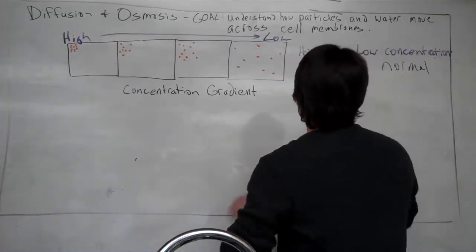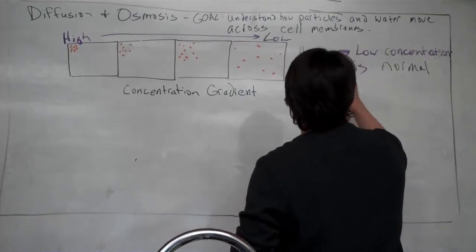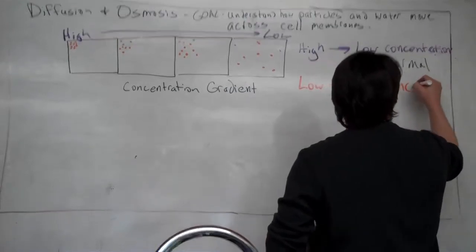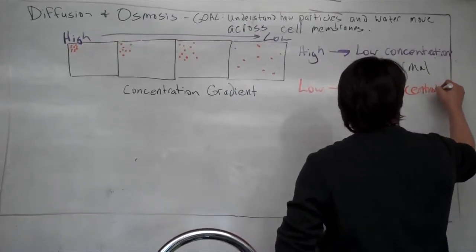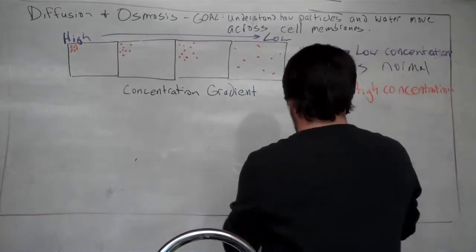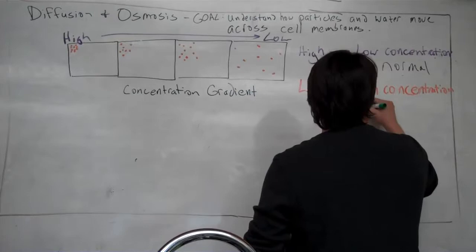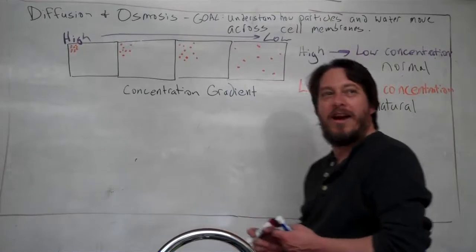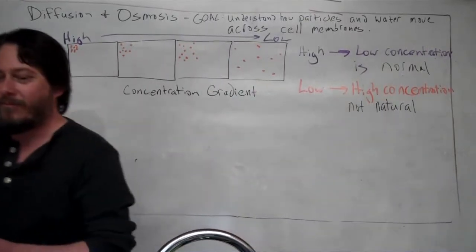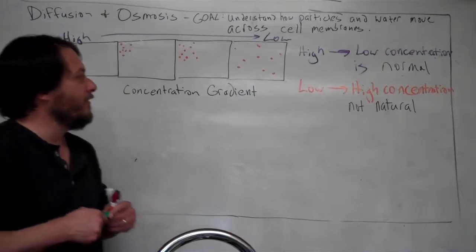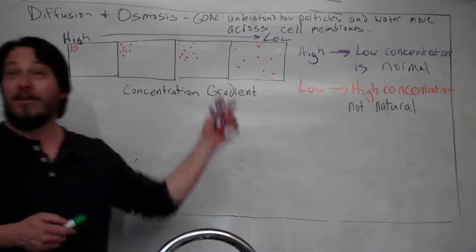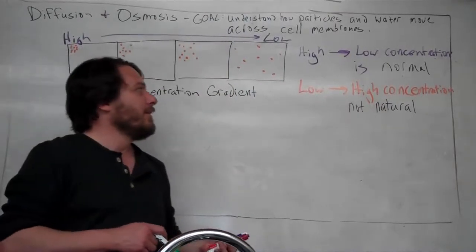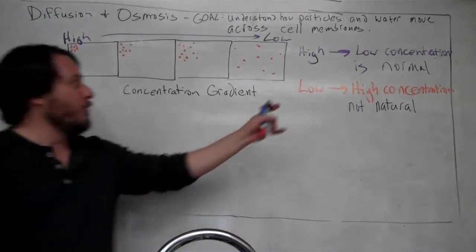So if you go from low to high concentration, it's not normal. Not natural. I mean, put normal down. Not natural or normal. There, how about that? It is neither natural nor is it normal. Life is about doing the opposite, but we'll talk about that. Life processes often will gather stuff back in.